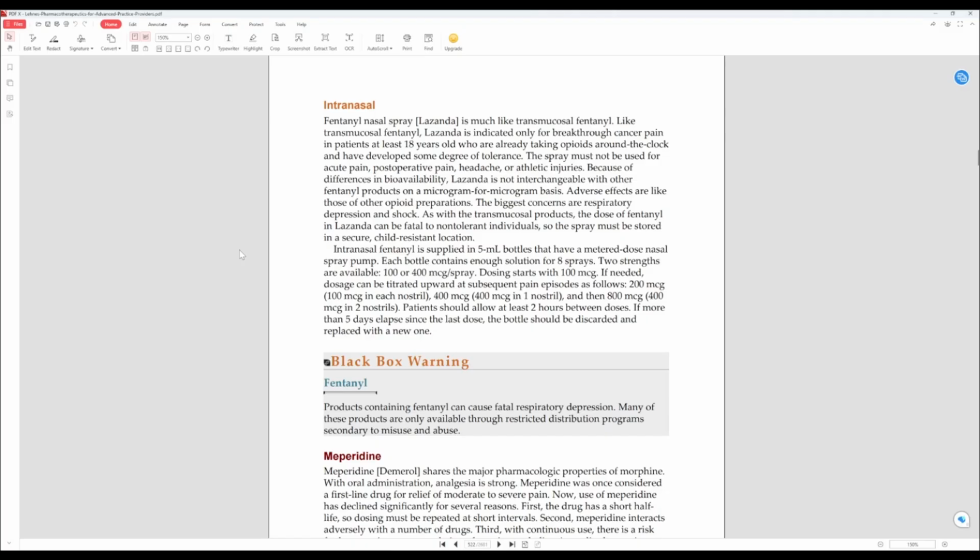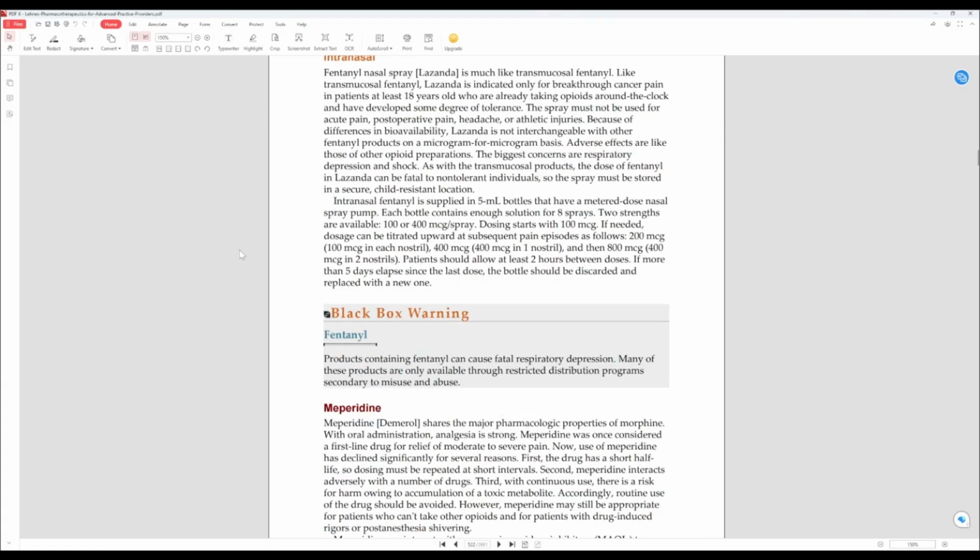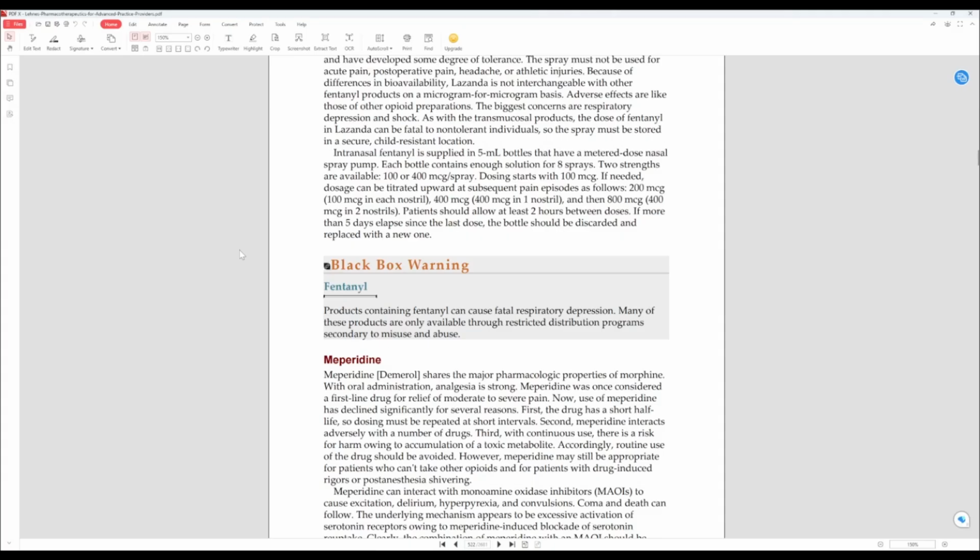Adverse effects are like those of other opioid preparations. Again, the big concern is respiratory depression and shock. As with the transmucosal product, the dose of fentanyl in Lazanda can be fatal to a non-tolerant individual, so the spray must be stored in a secure, child-resistant location. That intranasal fentanyl is supplied in a 5 milliliter bottle that has a metered dose nasal spray pump. Each bottle contains enough solution for 8 sprays.